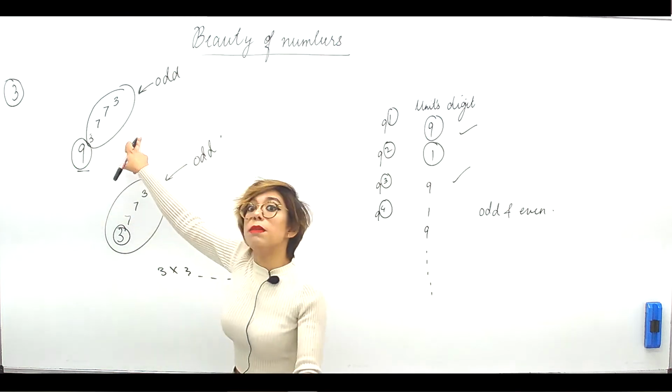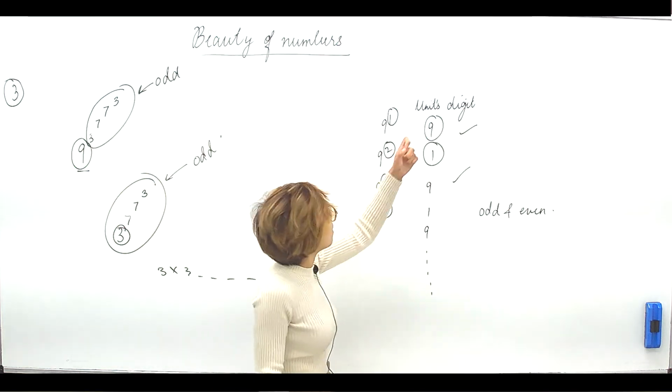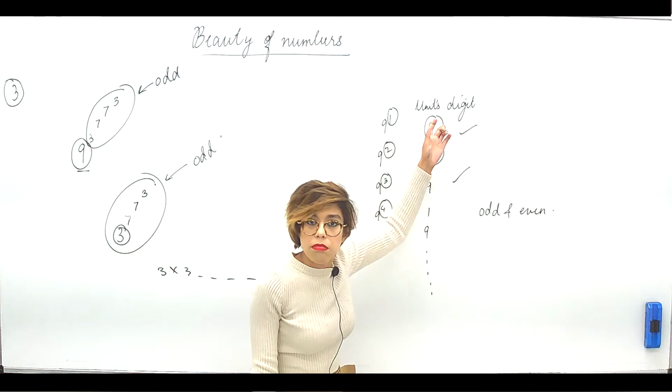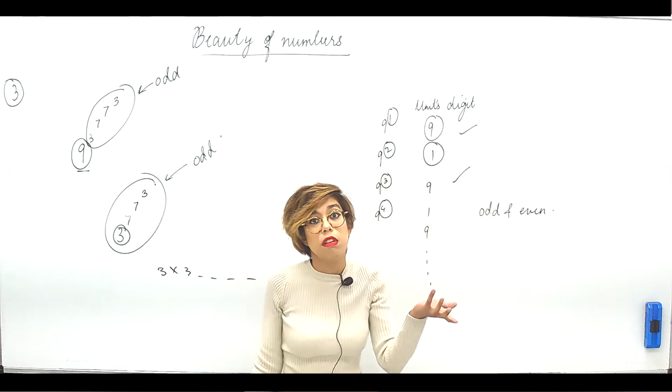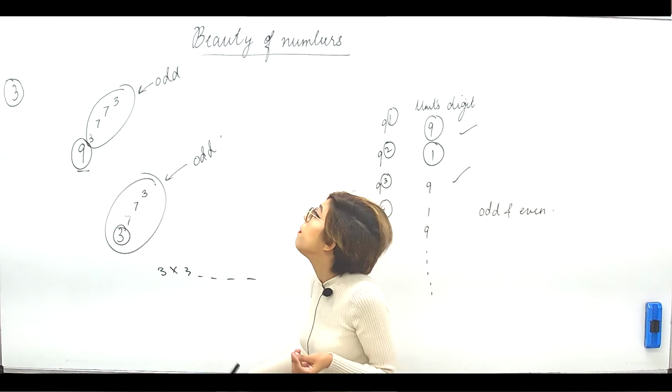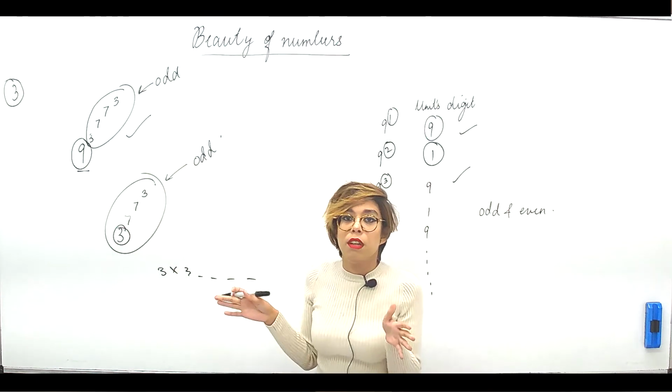So 9 raised power some odd part. Which one should I take? The unit digit is what? 9. That's the answer. You just needed to determine whether this power is odd or even, that's it.